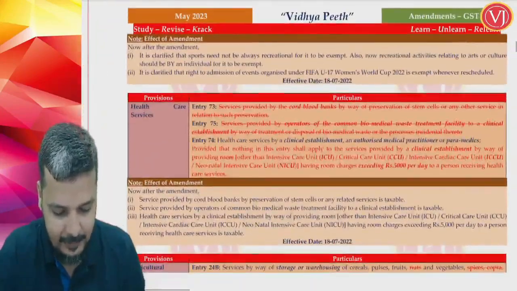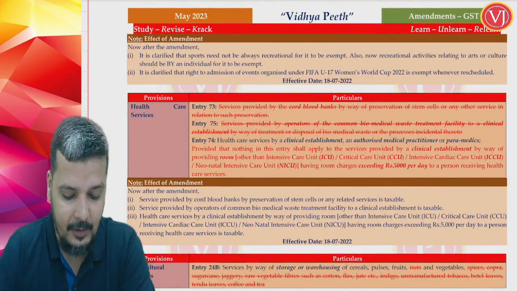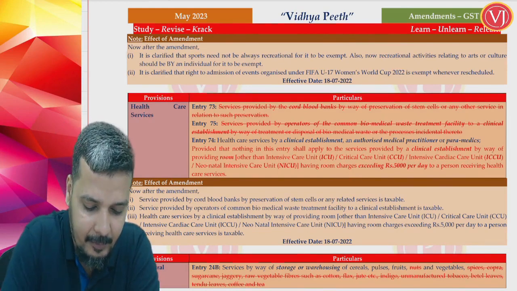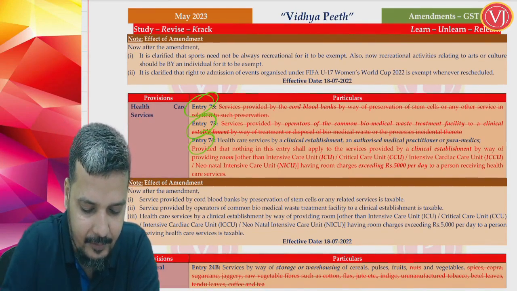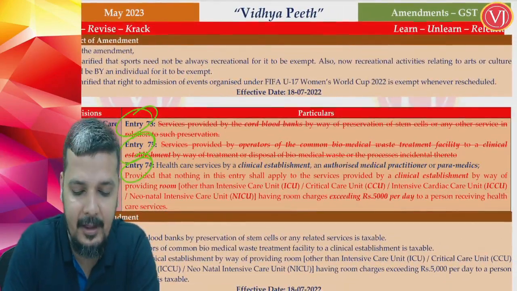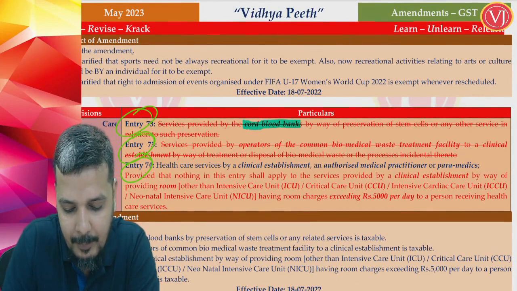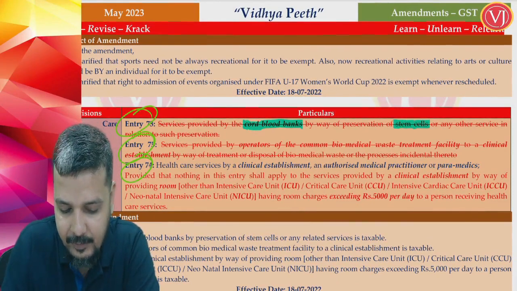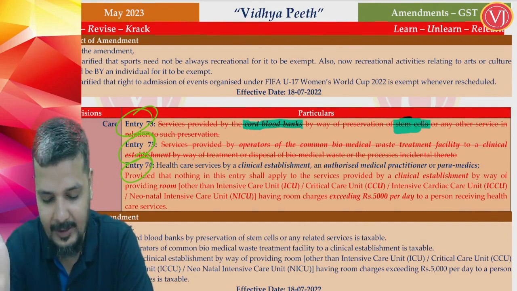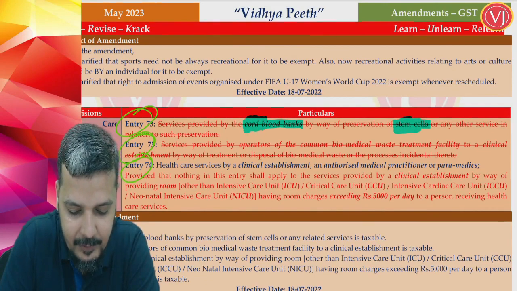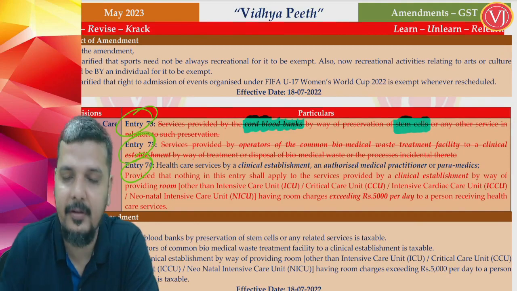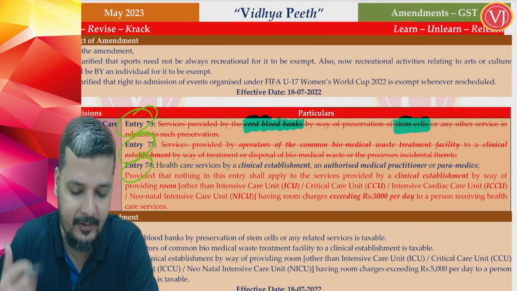Now healthcare services, there is a drastic amendment that has come out. When you're talking about healthcare services, they have changed a lot. There's a change in entry number 73, 74 and 75. Now 73, what they have done: exemption which was previously available for cord blood banks by way of preservation of stem cells, that exemption is removed. Service provided by cord blood banks by way of preservation of stem cells or any other service in relation to such preservation, previously it was exempt, now it is taxable.